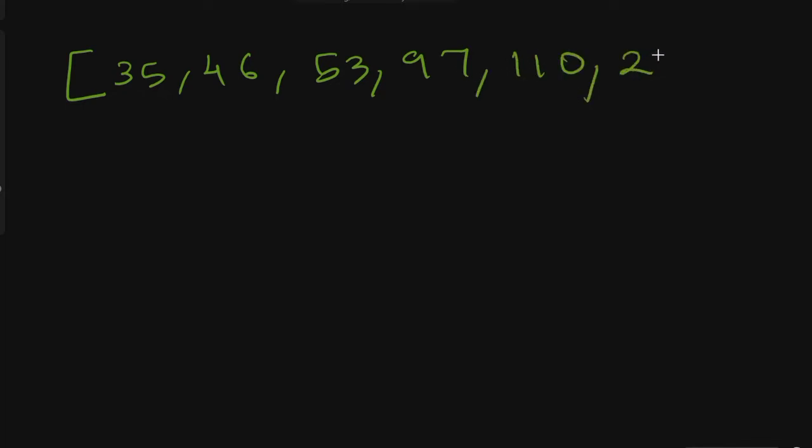Let's take an example, the same example of a list with some integers. Integers are easy to understand, and then we can move to alphabets. Let's take 35, 46, 53, 97, 110, 120, and this should be the list. Now you can see this list is in sorted order. Sorting means arranged in some specific sense, either ascending or descending.